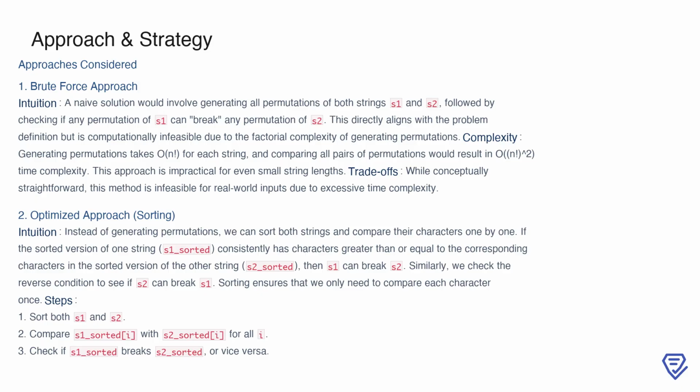Now, moving to a more practical solution, we have the optimized approach using sorting. Instead of generating permutations, we can sort both strings and compare their characters directly. By sorting, we ensure that the characters are ordered in ascending order, allowing us to systematically check if one string consistently dominates the other. Specifically, if every character in the sorted version of one string is greater than or equal to the corresponding character in the sorted version of the other string, then the first string can break the second. The same logic can be applied in reverse to check if the second string can break the first. Sorting simplifies the comparison process, making this method much more efficient and feasible.